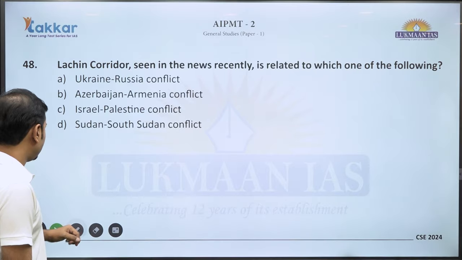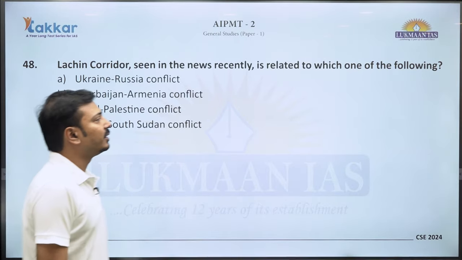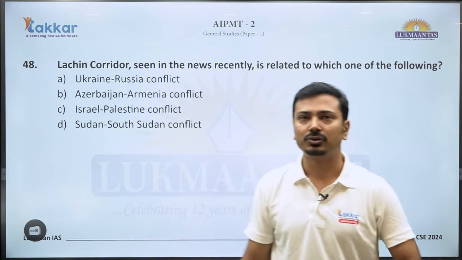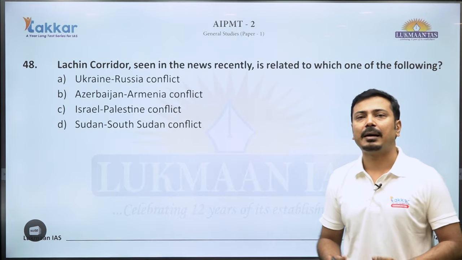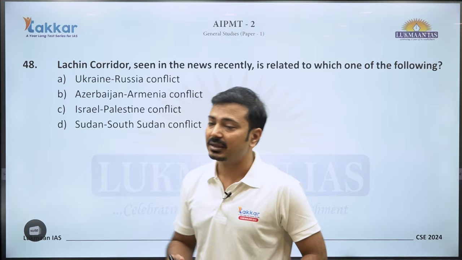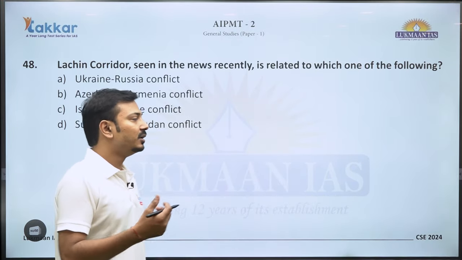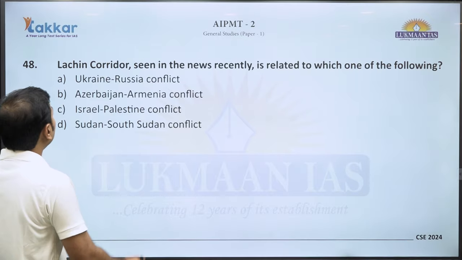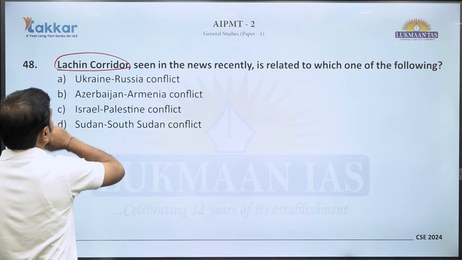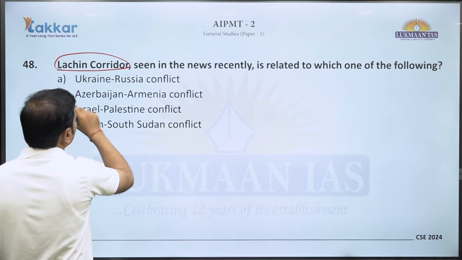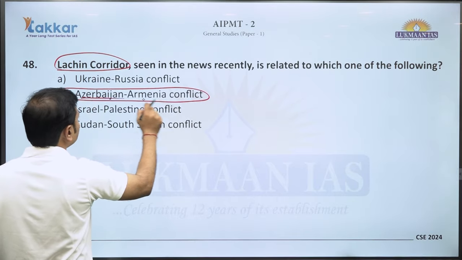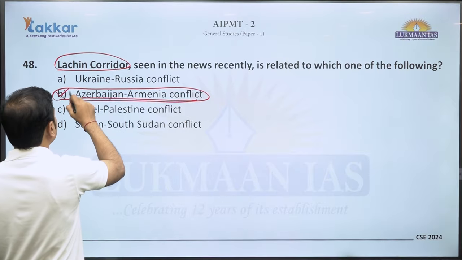Right. What about this one? Some international locations which are in news, be it because of conflicts that are going on or military coup happening, terrorist affected regions, refugee crisis regions. So in this way the question is coming. Now Lachin corridor, yes, Lachin corridor is the region we can say that is in news because of the Azerbaijan Armenia conflict. B is the correct answer.